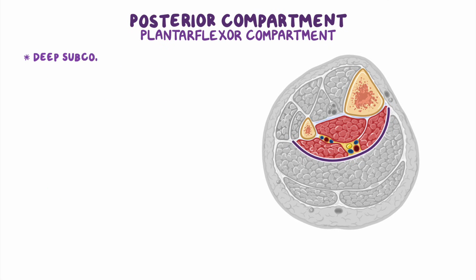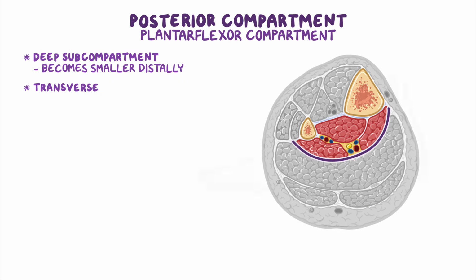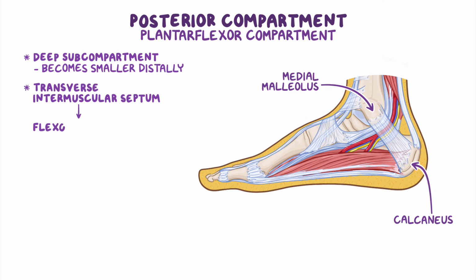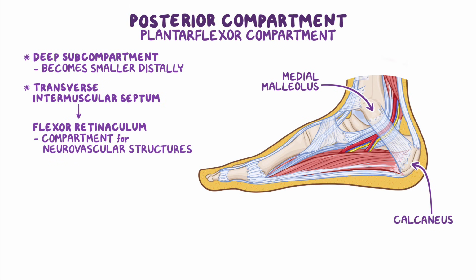Inferiorly, the deep subcompartment tapers and becomes smaller distally, and the distal transverse intermuscular septum fibers extend between the tip of the medial malleolus and the calcaneus as the flexor retinaculum. This retinaculum creates a compartment for the tendons and neurovascular structures of the posterior compartment to enter the foot behind the medial malleolus, which is often referred to as the tarsal tunnel.